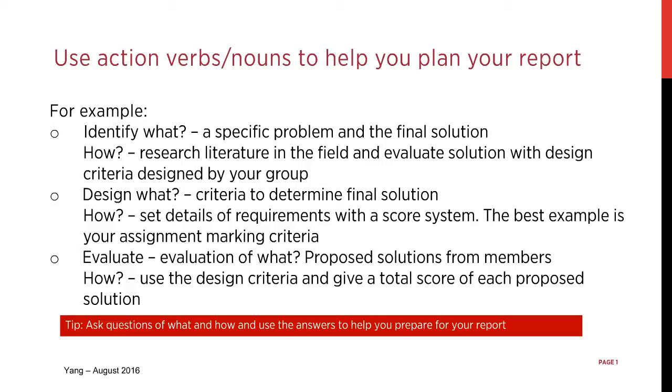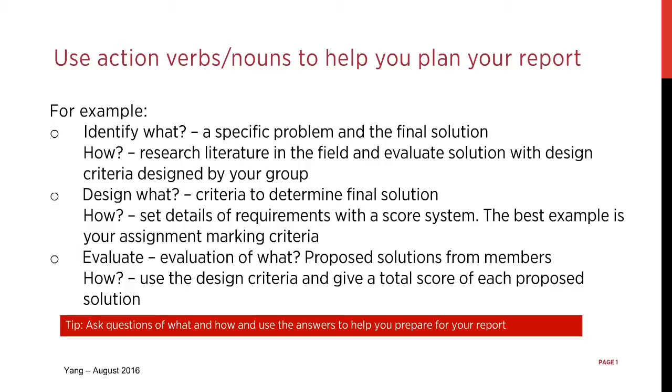Here are a few examples. First, ask yourself, identify what? You might answer this by identifying a specific problem and the final solution. Then ask yourself, how will I do this? You might research literature in the field and evaluate a solution with design criteria designed by your group. Another example, design what? Criteria to determine the final solution. And then how? By setting the details of requirements with a score system. The best example is your assignment marking criteria.